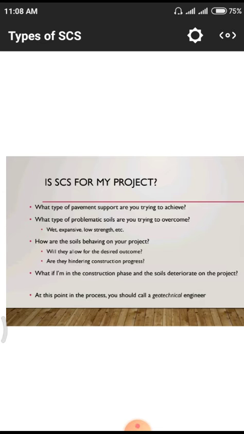What if I am in the construction phase and the soil deteriorates in the project? At that point, the process should call a geotechnical engineer. That means we need to contact a geotechnical engineer. In the previous cases, we have to observe with the structural engineer. The total cement is related to the structural engineer's part, and soil properties are related to the geotechnical engineer's part. So we have to contact the geotechnical engineer when the soil properties are very weak.